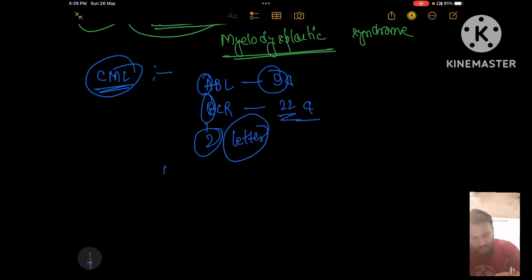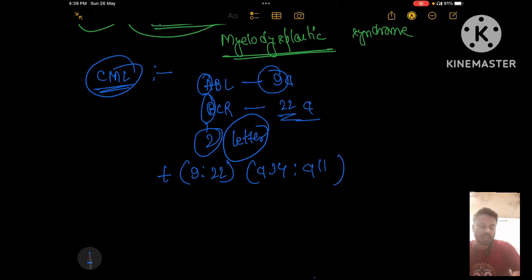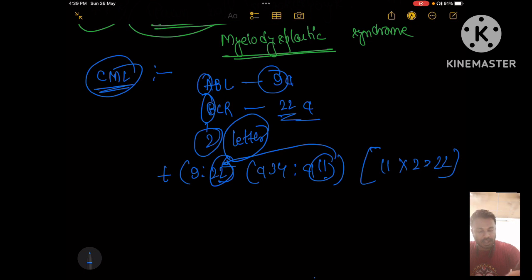And what is the gene translocation? t(9;22)(q34;q11). How can we remember it? 11, 22. So it comes here: t(9;22)(q34;q11). Yes, we can remember it that way. It is the Philadelphia chromosome.